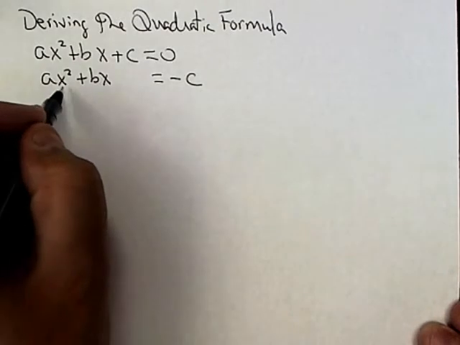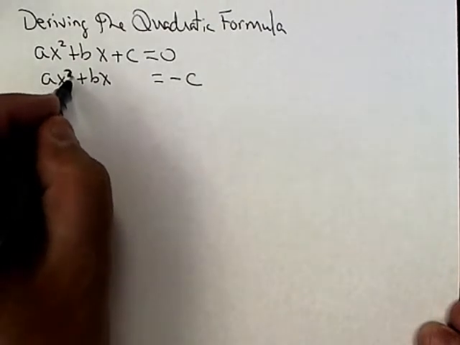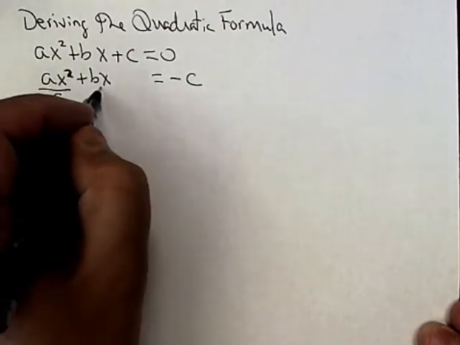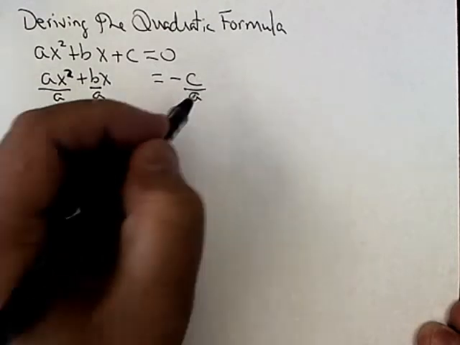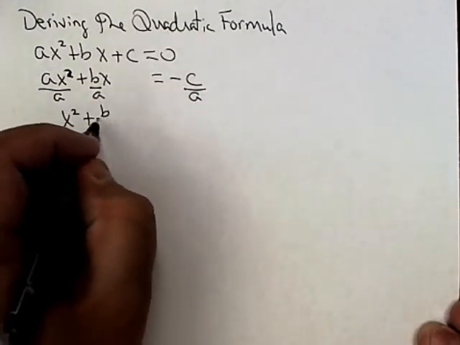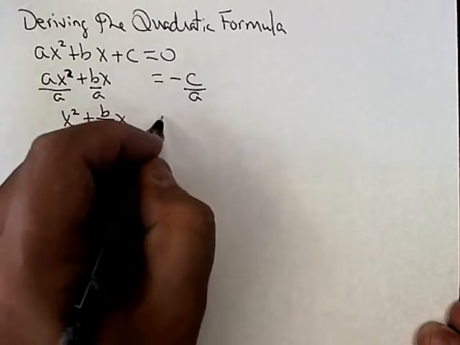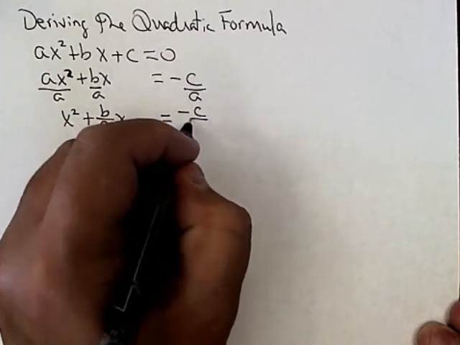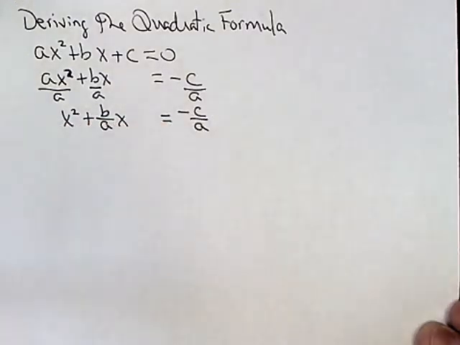Then we divide both sides by the coefficient of the squared term, the a in other words, and you end up with x squared plus b over ax is equal to minus c over a. Now here comes a little trick.